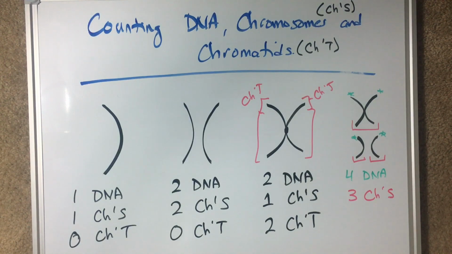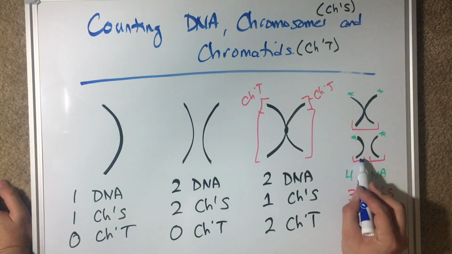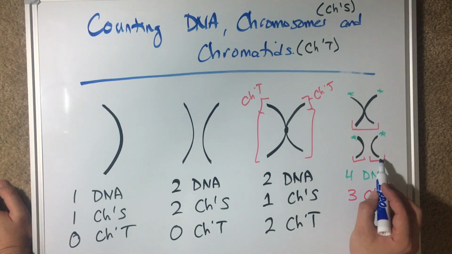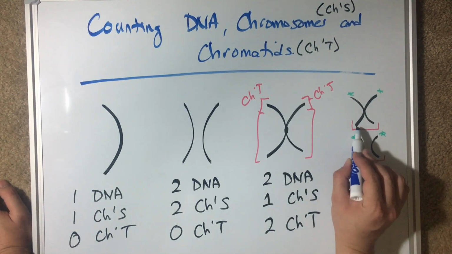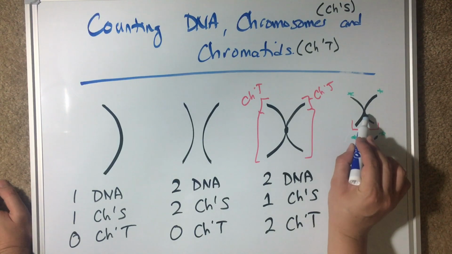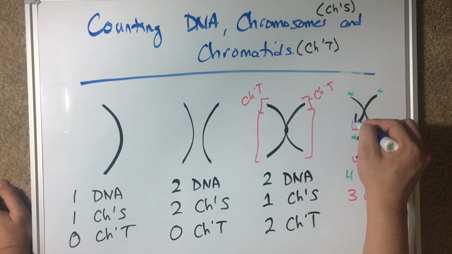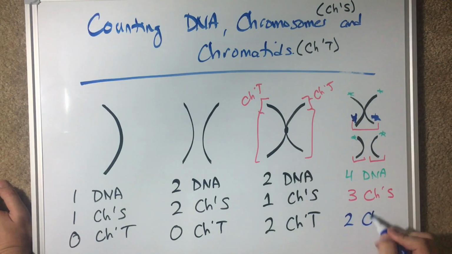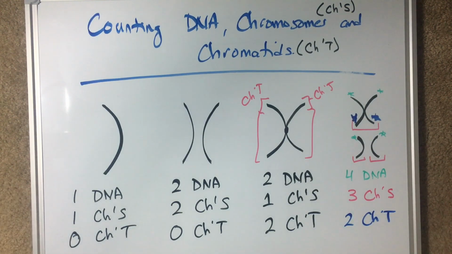But how many chromatids do we have? Well, let's count them. That's not a chromatid because it's not connected at something called the centromere. That's not it. But these two are because they are connected here. So we've got one chromatid here and a second one there. So we've got 2 chromatids. Okay? So that's just a quick rundown on how to count the number of DNA molecules, chromosomes, and chromatids.